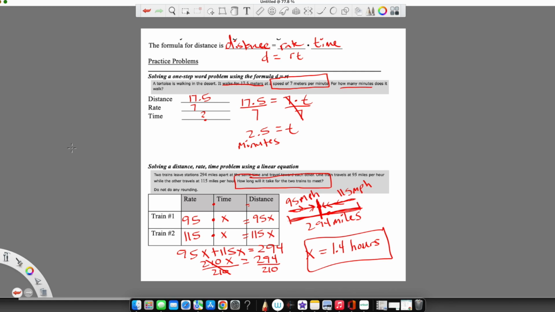All right, so that was our couple of problems on distance, rate, and time. So go ahead and go on, Alex, and give that a try.